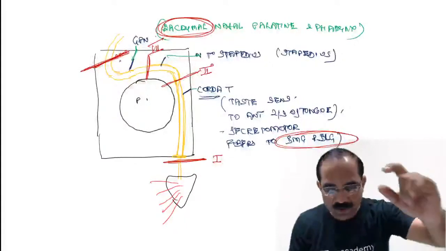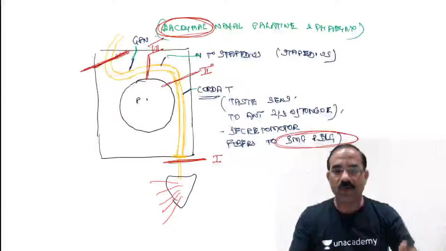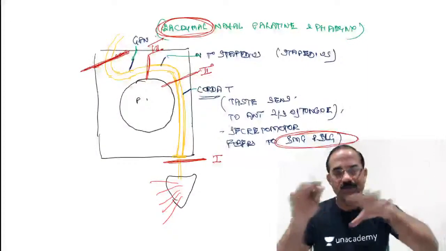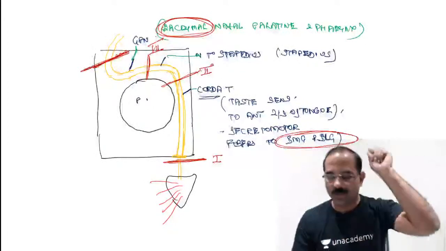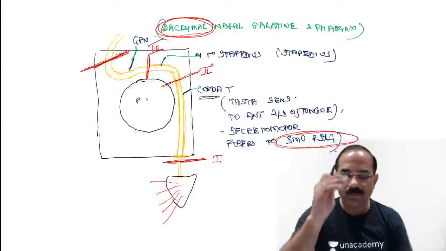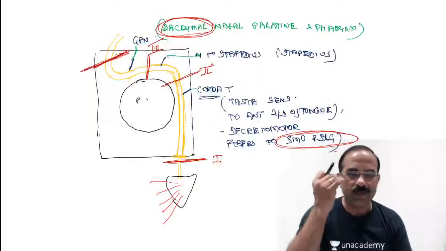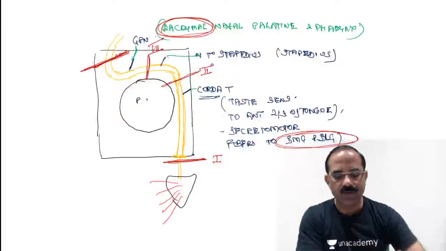When there's a lesion of the facial nerve, a high lesion of the facial nerve, when the regeneration is going on, there's a mixing of fibers. The fibers going to the lacrimal gland get mixed with the fibers going to the submandibular and sublingual glands. And now when a person salivates, the person starts to get tears. And this is what we call crocodile tears.